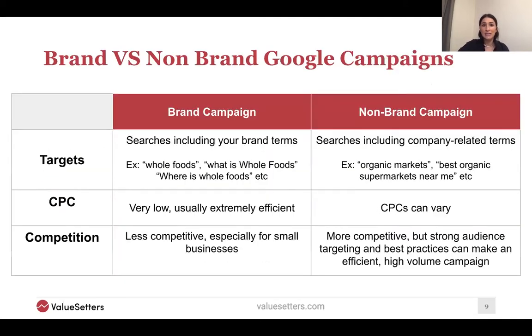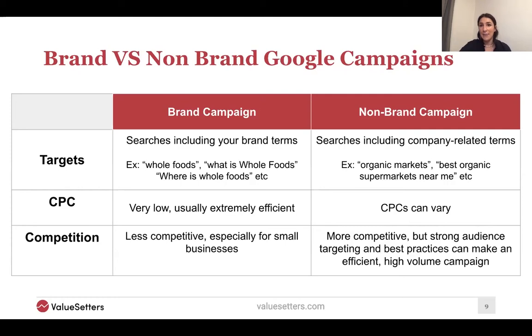So when we're ready to build out our campaigns, we want to break them out between brand and non-brand. Our brand campaigns typically have low CPCs, little to no competition, especially for a smaller or newer business, and ultimately the most efficient performance metrics. So let me back up and give you a structural overview here.